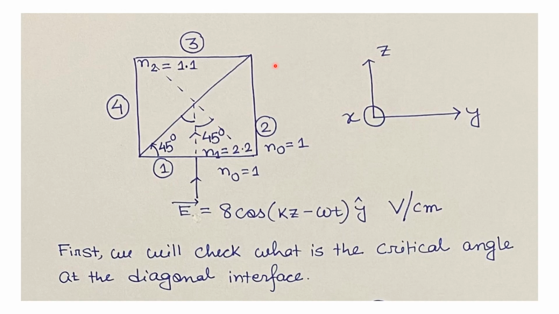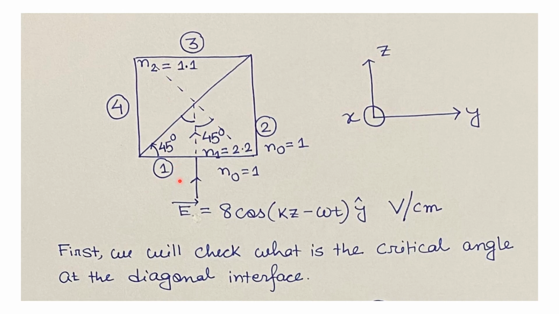According to the schematic given in our question, the electric field of the EM wave in region 1 is given by E vector equals to 8 cos kz minus omega t along y cap direction. And the EM wave is propagating along z cap direction in region 1. Now, some portion of the incident EM wave in region 1 will be transmitted inside the slab and will fall on the diagonal interface separating these two regions.